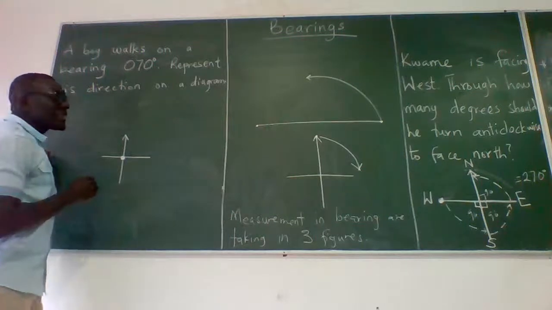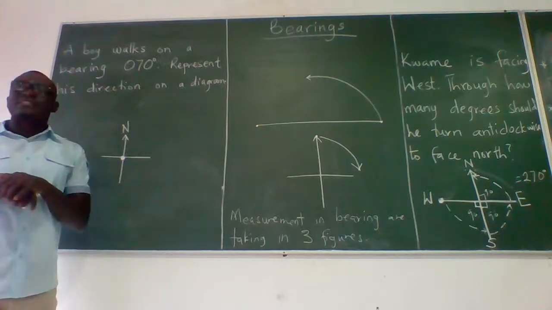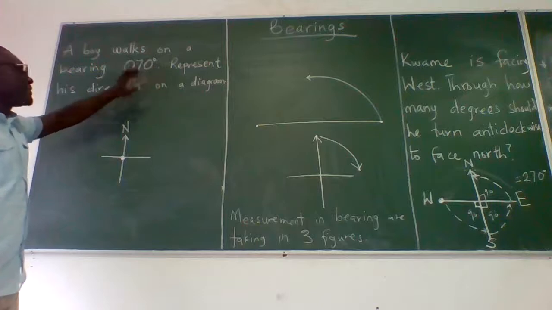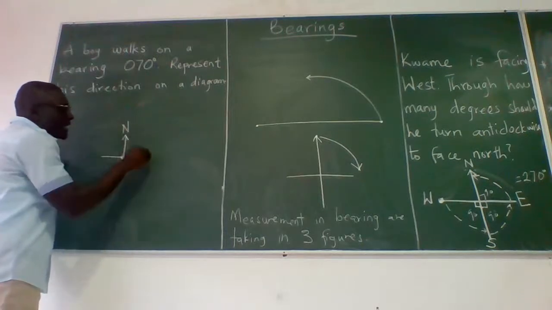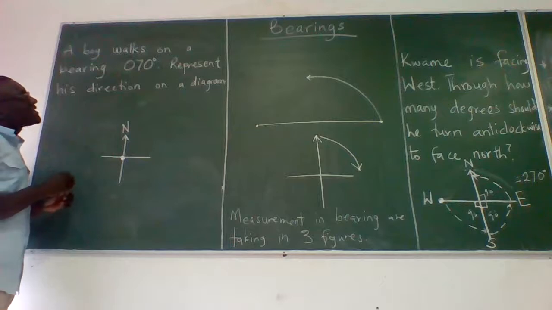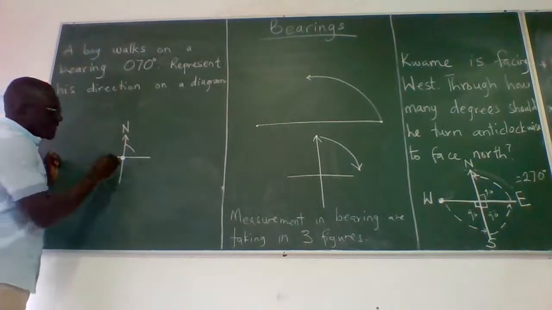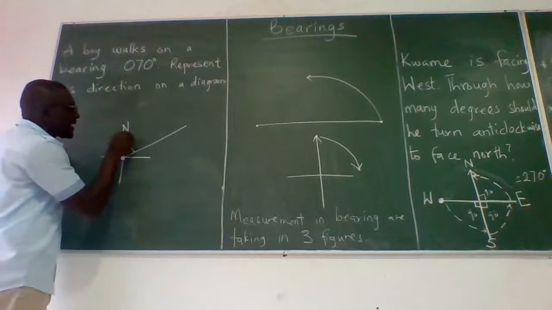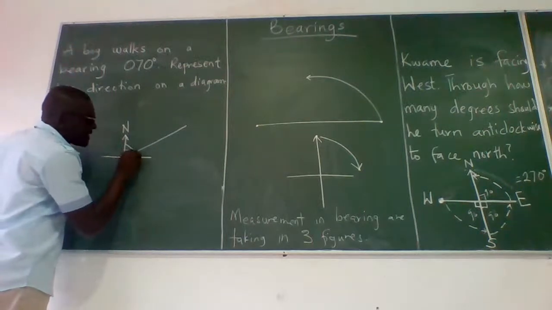You have already stated that anytime you are looking for bearings, you take your measurement from the north, through the clockwise direction. Now we have been told that his bearing is 070 degrees. From here, we know that the angle between the north and the east bar is 90 degrees. But out of this 90 degrees, the boy is walking on the 70th one. So from here up to somewhere here, the boy is there. So we cross like that. Meaning that the angle from the top up to this line that you have drawn is 70 degrees, and the down part here is 20.